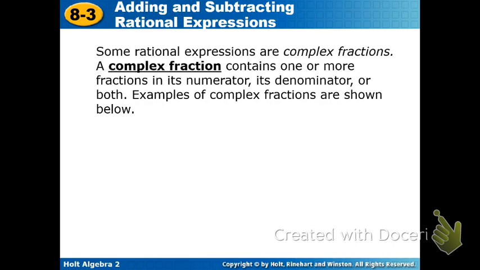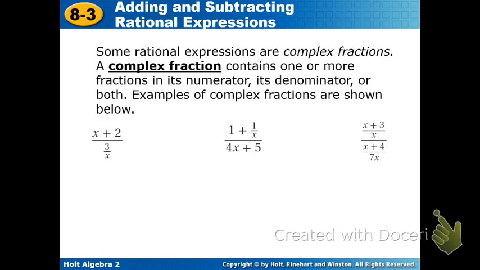Okay, what we're going to look at today are two continuations of our rational expressions. The first one we're going to look at is what we call our complex fraction, okay? And a complex fraction contains one or more fractions in its numerator and its denominator, or both. So let's take a look at some examples of this.